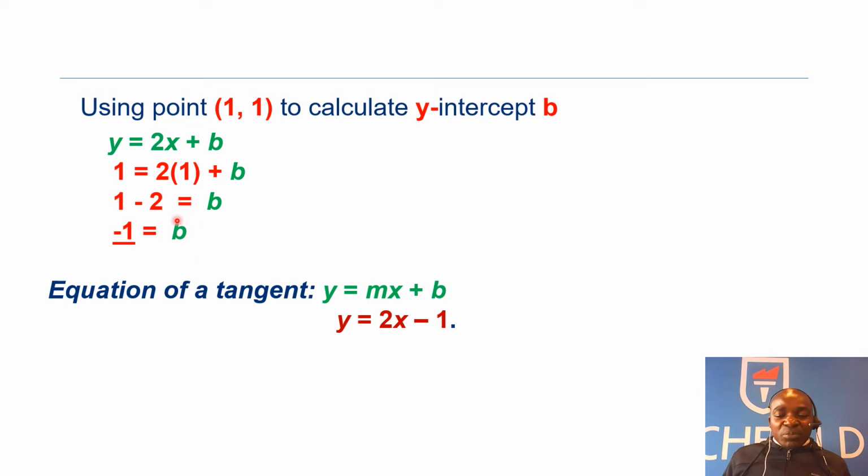Now we can substitute this value of b, which is our y-intercept, into the equation y is equal to mx plus b. Our slope m, we know, is 2, and our y-intercept is minus 1. So this is how we find the equation of our tangent line, which is in the form of a linear equation.